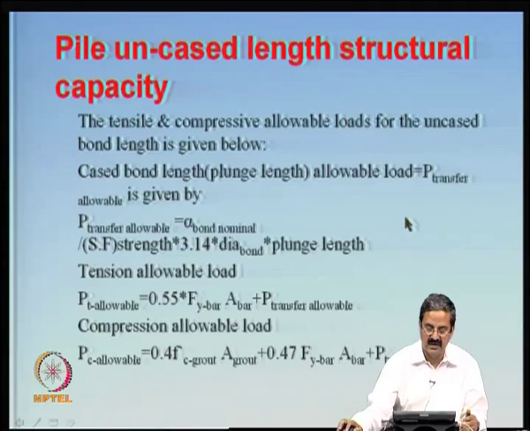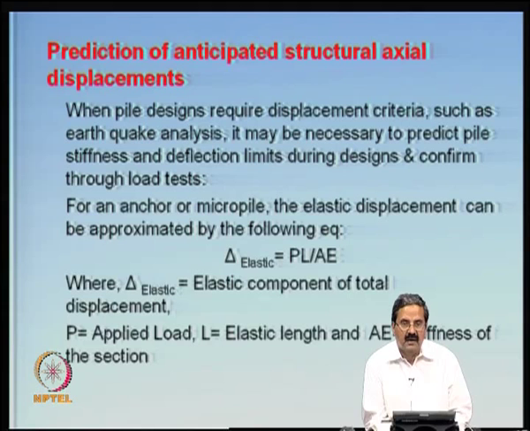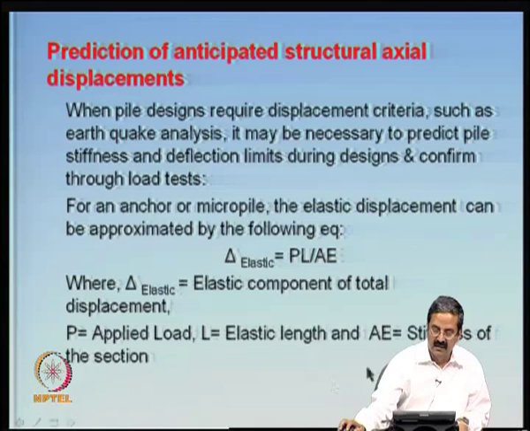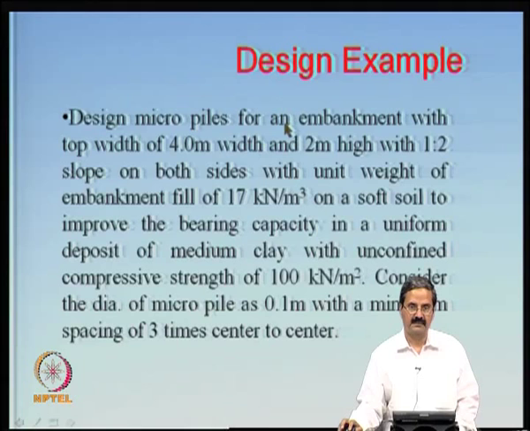Sometimes, when you are trying to design for earthquake conditions, it is necessary to find out what deflection it can undergo. For a micropile, this is the displacement that it can undergo, using the simple strength of materials formula where you have this expression. It is simple to calculate because we assume that the loads are within the elastic range. I will try to give a small example.